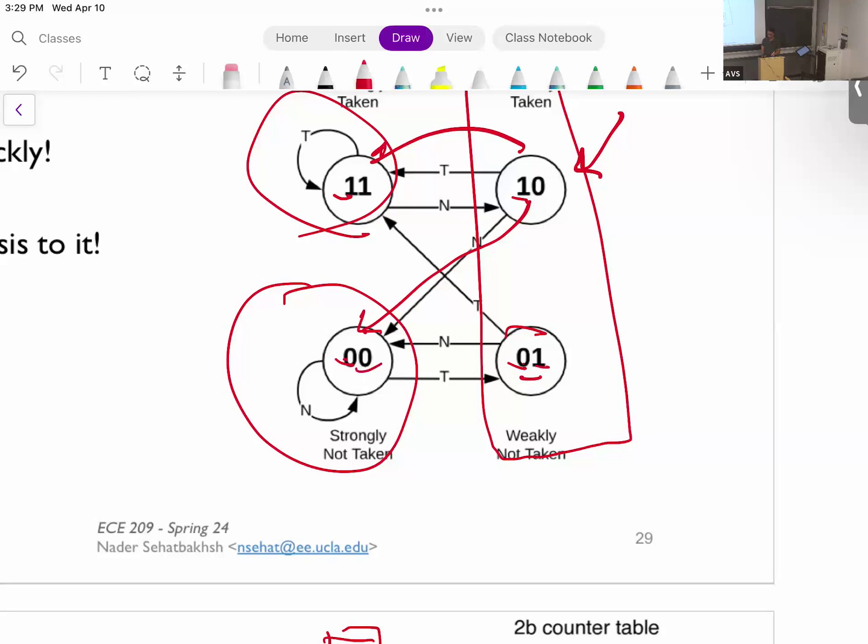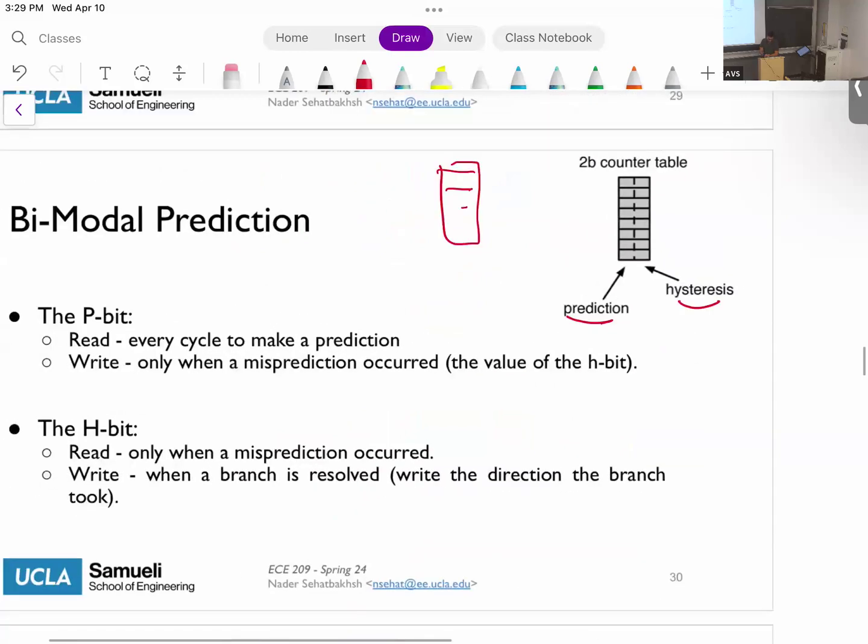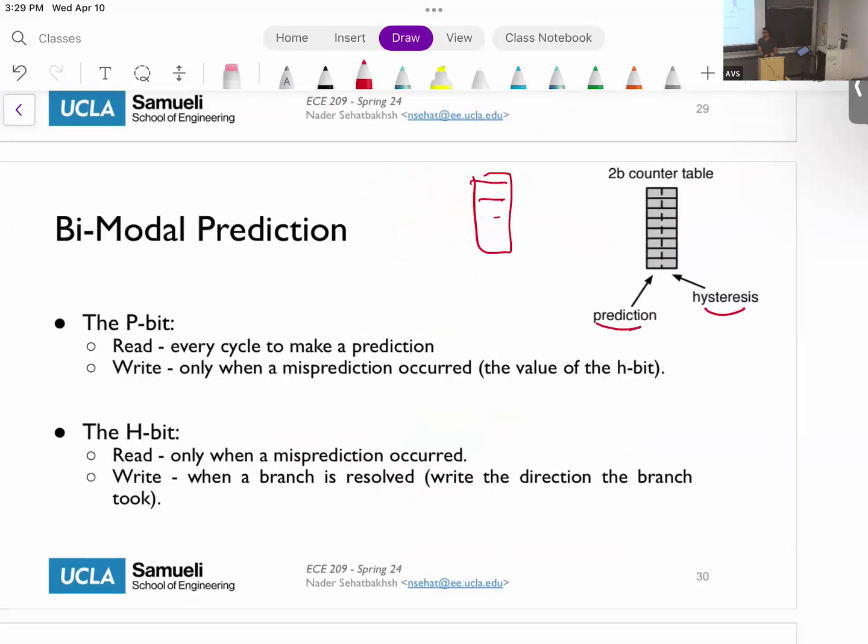And this is kind of just to give you a little bit more resistance to changes. So, at least in BOOM core terminology, we call this the p-bit, which just predicts what it is. For every branch, we need to read this to make a prediction. We only write to this when a misprediction occurs, right? The H bit is the hysteresis bit. We only read this during the misprediction, and we write this when the branch is resolved to update it, right?